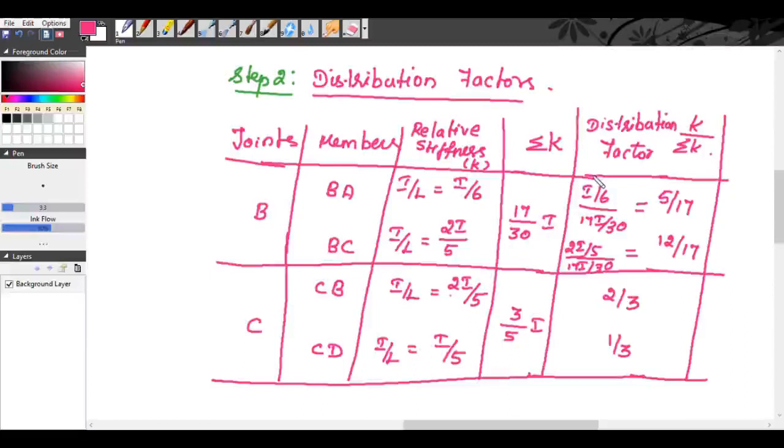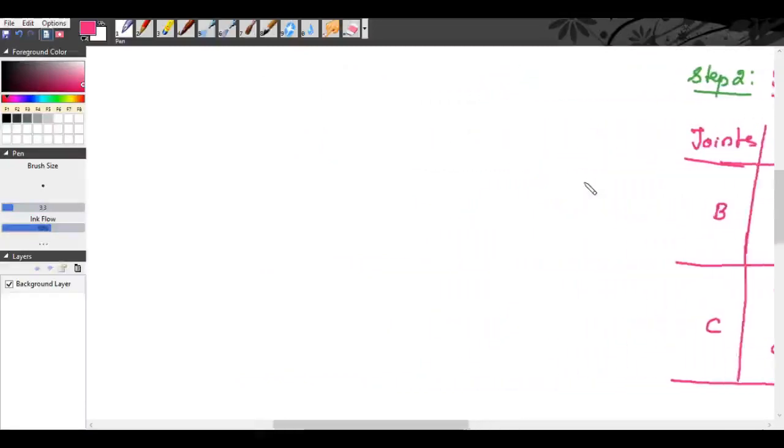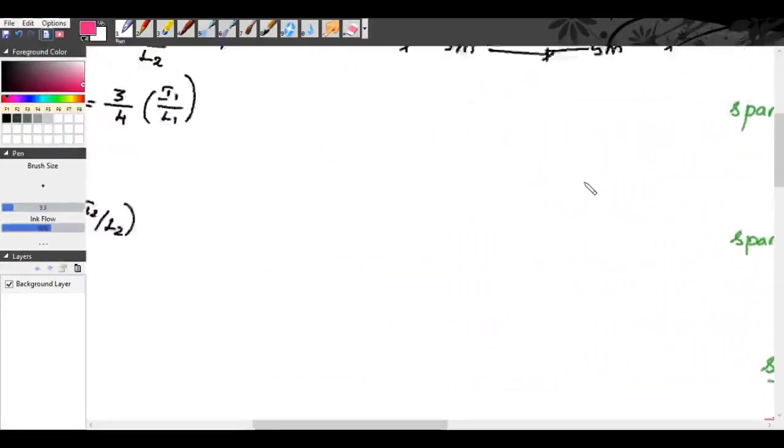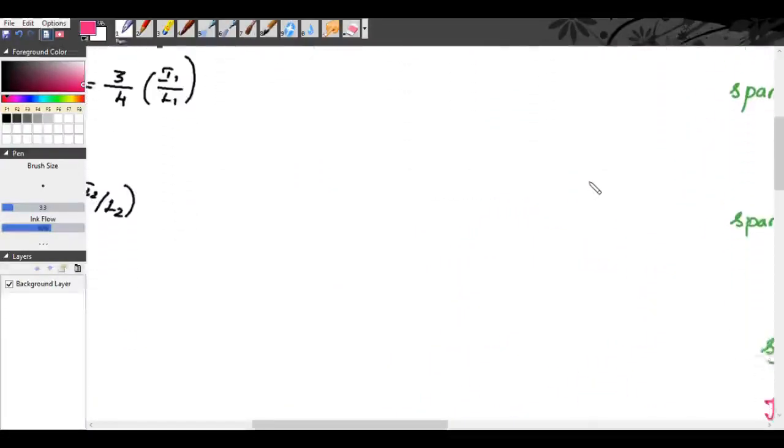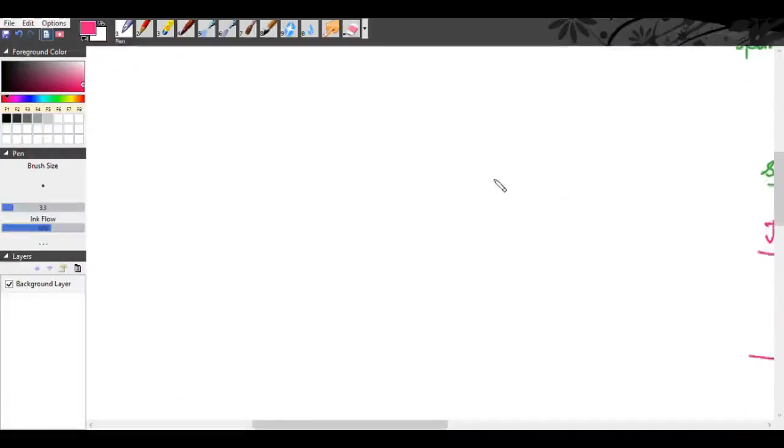Now we will move on to our moment distribution table. So we will write here moment distribution table. That will be our step 3. So step 3 is moment distribution.